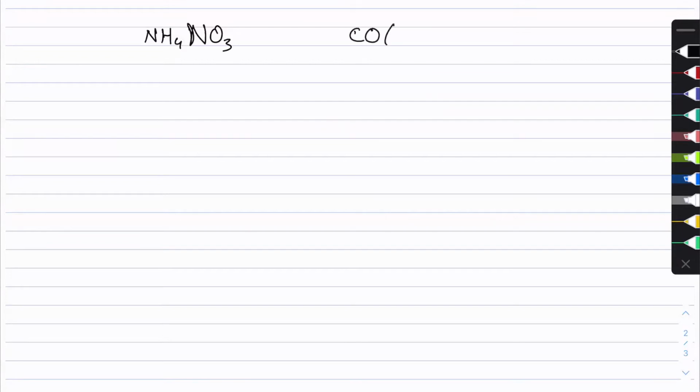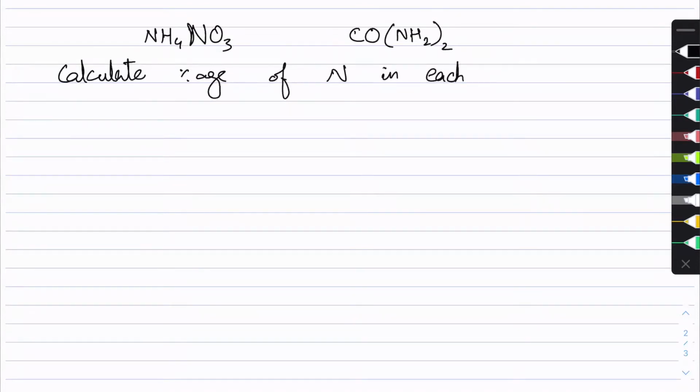So urea was this. Now calculate the percentage of nitrogen in each and justify which one is a better fertilizer. Remember, plants need nitrogen for growth. So calculate where it will be higher. Okay? Just take 2 minutes. After that we'll move on to moles.